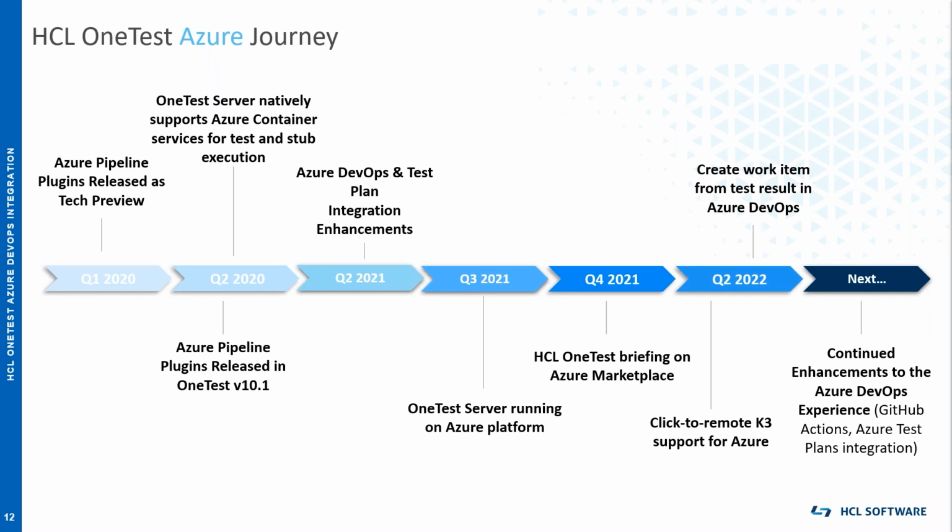The stuff Stuart showed here, with work item creation and click to remote K3 support, is really awesome. And then as we look into the future, we are looking at supporting GitHub Actions and Azure Test Plan integrations, and those will be coming in the future as well. So if this is something you are interested in, keep in mind that it is an actively enhanced and built upon integration we have going on here.